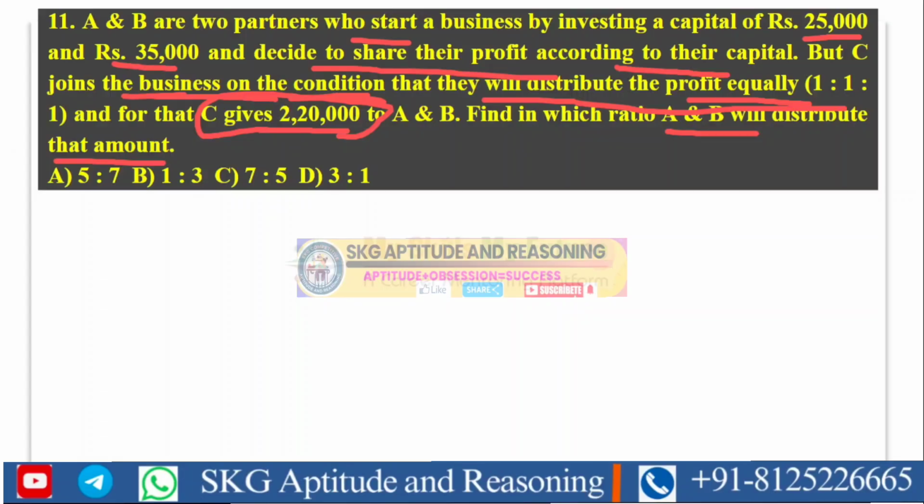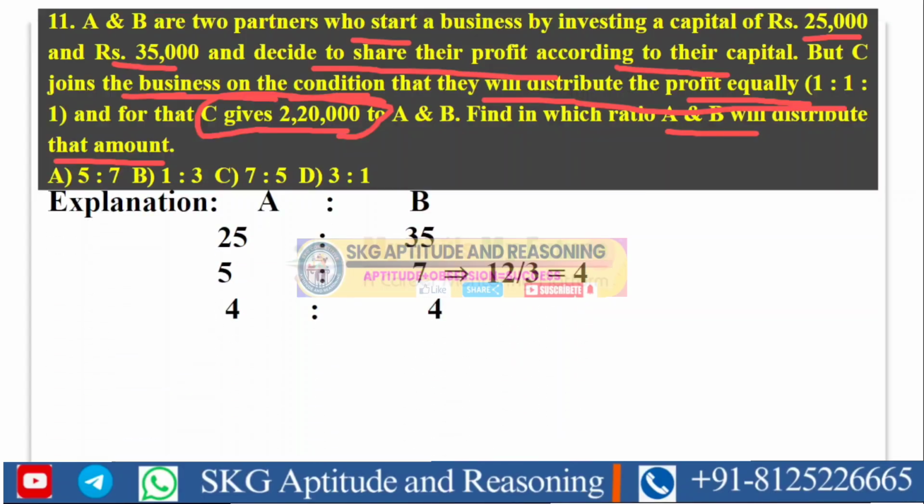So let us try to analyze this question step by step. What is the question saying? Initially only A and B are in the business. A invested 25,000, B invested 35,000. If you eliminate the common number, A invested 5 parts and B invested 7 parts. But 5 is to 7 is not our answer. Why? Because suppose the question stopped up to this point only, you would distribute the amount in 5 is to 7 ratio only.